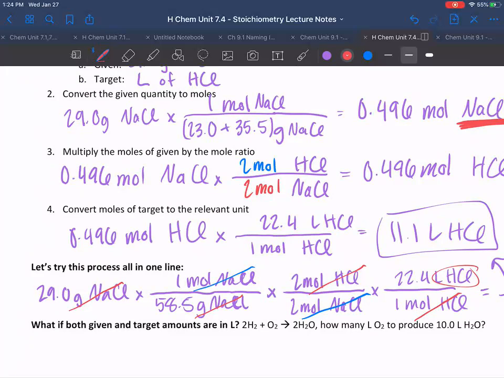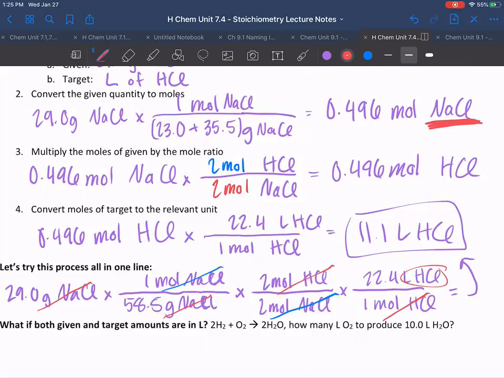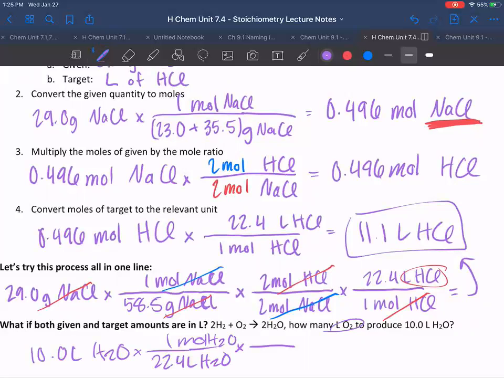So let's say both target amounts are in liters, and it asks if you have 10 liters to produce something, how many liters will it take to get something else? We'll watch that. It's pretty cool. 10 liters of H2O, if we're thinking of just a generic water, and want to know how many liters of oxygen. Well, what's the conversion for liters? 22.4 liters of water per mole. How many moles of water from the equation? 2. 1 of oxygen.